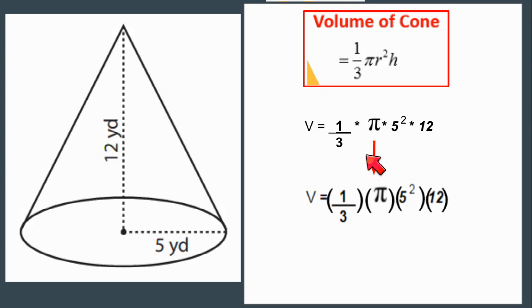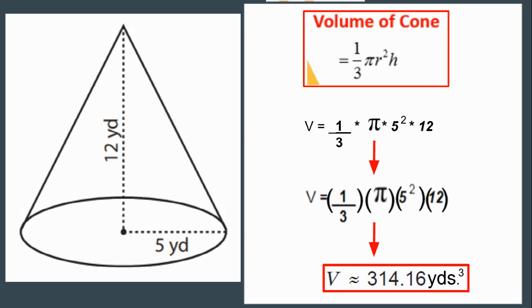So each term, or each section that we have, needs parentheses. So volume equals parentheses 1/3 times pi in parentheses times 5 squared. Notice that the squared is inside my parentheses, not on the outside, times 12. So we're just subbing things in like we have practiced before. And what this ends up is I end up with the volume equals 314 and 1600ths yards cubed.